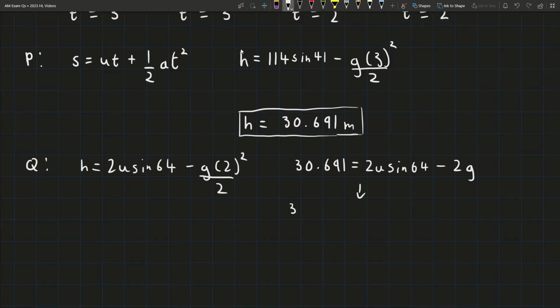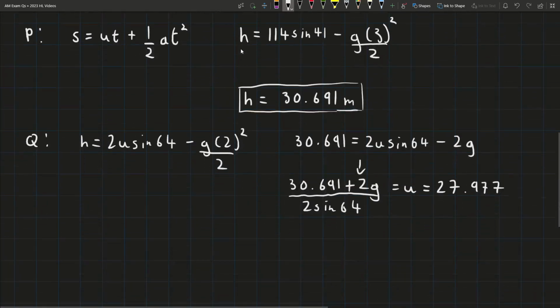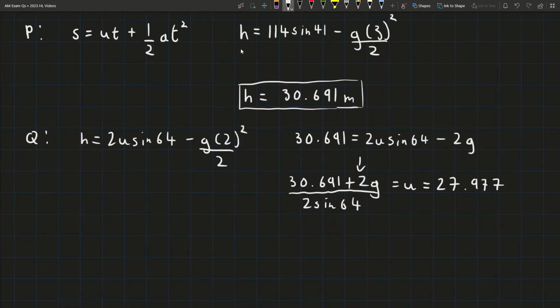So we'll have 30.691, take the 2g over to the other side, plus 2g, and then divide by what's attached to the u, 2 sine 64. That'll be our value for u. When you put that into your calculator, you'll get 27.977, and it says to the nearest whole number, show that u is 28. Well, we got 27.977, so we can say that's 28 meters per second to the nearest whole number.